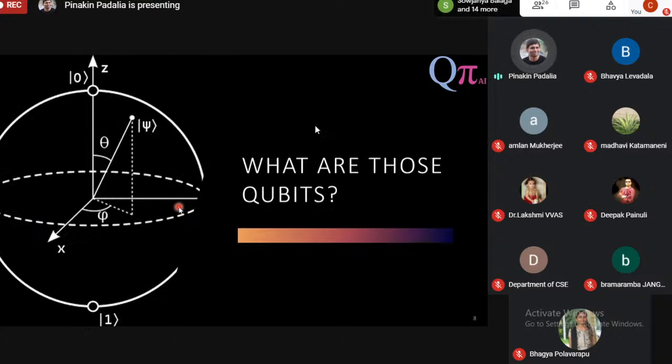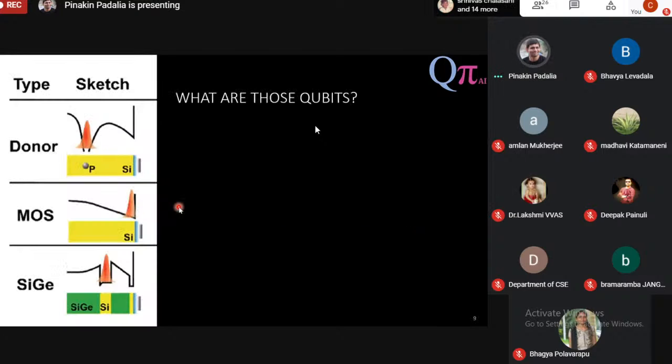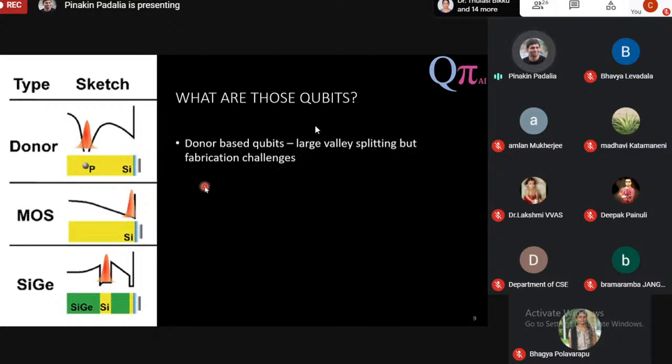Now that we have motivated ourselves with semiconductor qubits, what we're going to do is talk about what qubits can be made, the key elements that form the quantum processor. So we're going to look into what those qubits are and how people are making them out of semiconductor-based technology. To break it down, there are three key different types in which people make these qubits in semiconductors. The first is donor-based qubits.